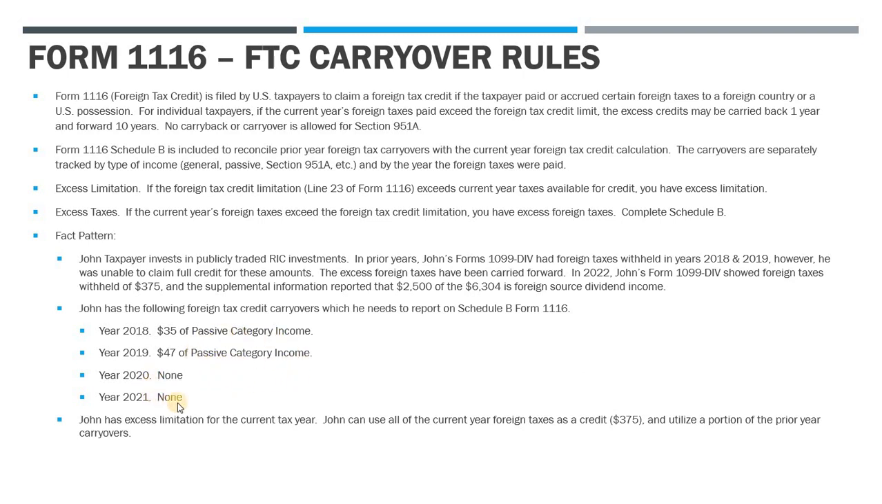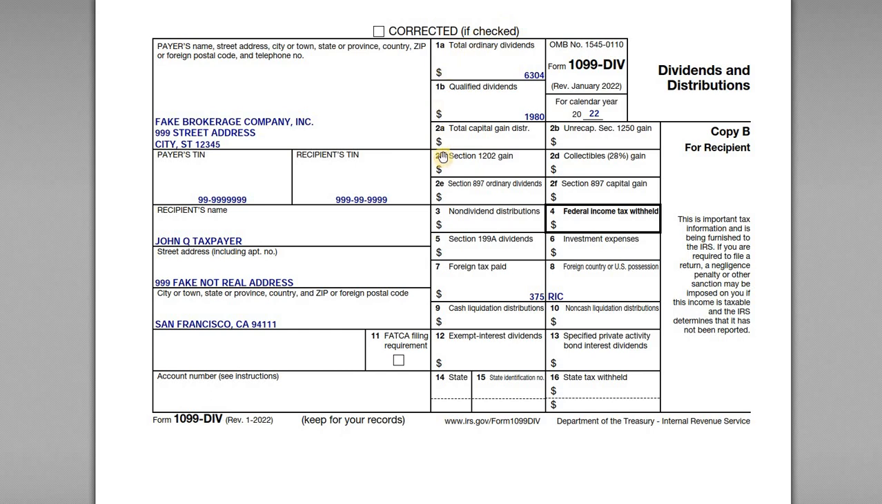In years 2020 and 2021, he had no foreign source income, so he couldn't use any of the credits. Now he gets to 2022, he has some foreign source income, and he has some foreign taxes withheld. So what can he do here? If we look at the 1099-DIV, when we talk about foreign taxes paid and withheld, we're looking at boxes 7 and 8, right? If you are invested in a RIC, RICs are allowed to pass on these taxes paid if they distribute a sufficient amount of their income. And so that's why John can take credit for foreign taxes that were withheld at the RIC entity level.